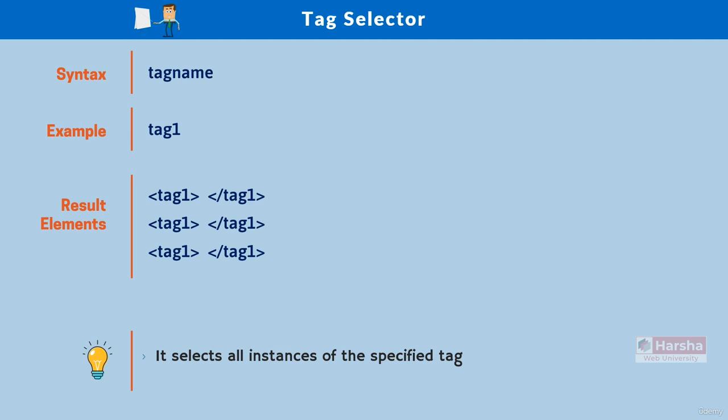So in real world applications, whenever you would like to select all the instances of the specific tag unconditionally, then only you will use tag selector. But if you want to select the specific instances but not all, then you will use class selector.